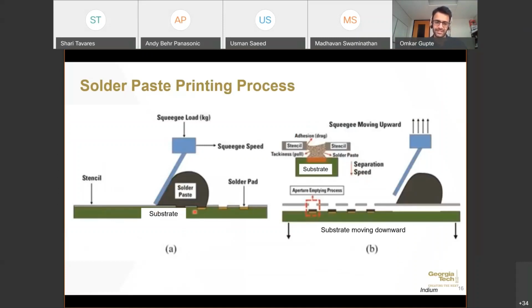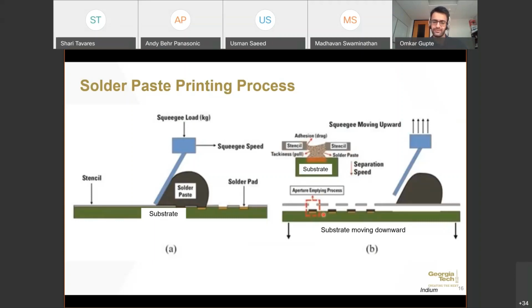As I mentioned, the stencil is aligned to the substrate and the solder paste is printed. The printing occurs with the help of a squeegee, which essentially shears or pushes the paste through the stencil and applies the shear force that is needed for the paste to flow. This paste flows and covers all the apertures of the stencil. Once the printing is completed, the substrate moves down to separate the stencil from the substrate. When the substrate is moving down, there are two different forces acting. One is the adhesion of the paste to the stencil, and the second is the tackiness, or the pull, of the paste down to the substrate.